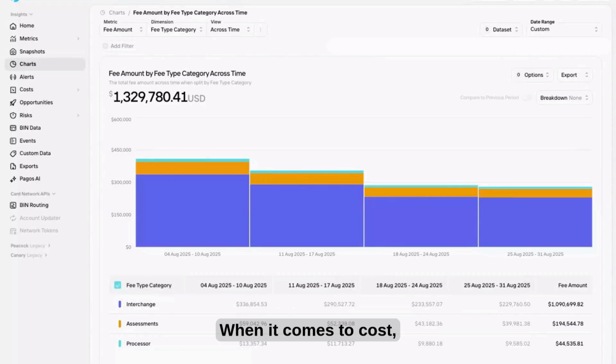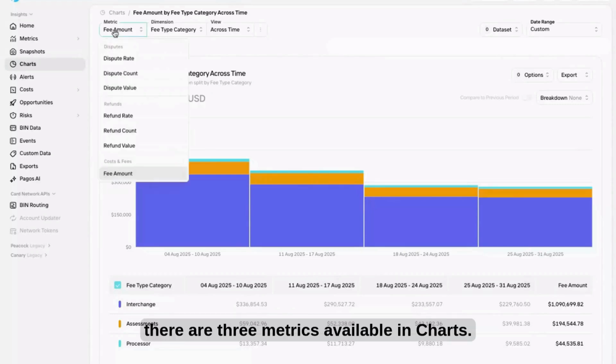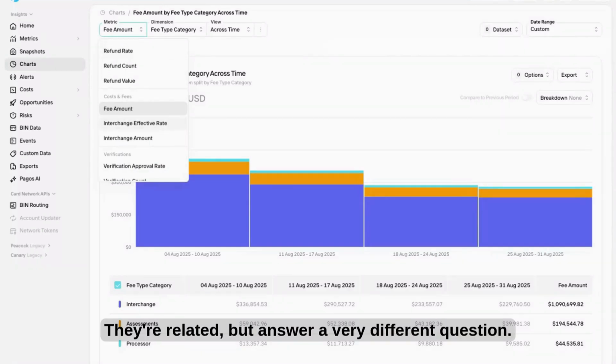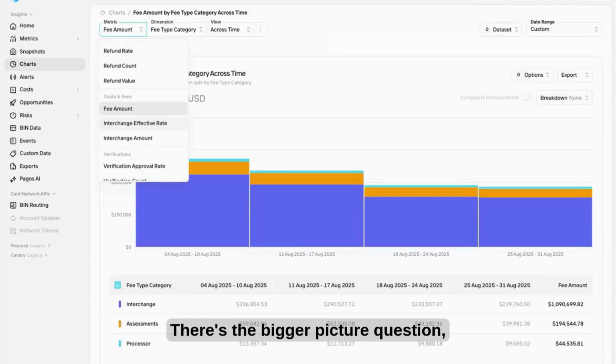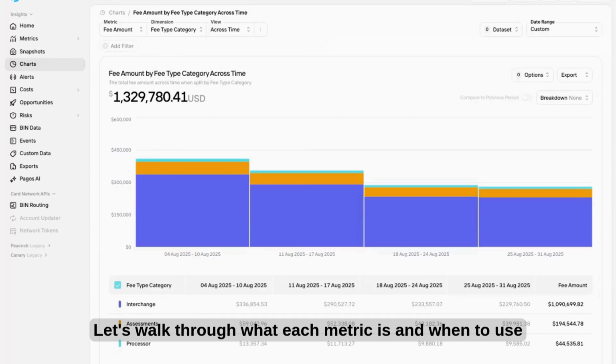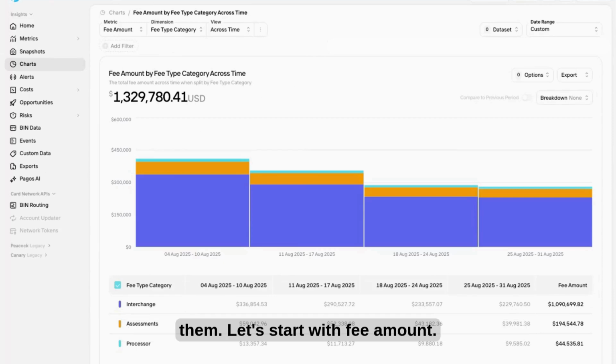When it comes to cost, there are 3 metrics available in charts: fee amount, interchange amount, and interchange effective rate. They're related, but answer a very different question. There's the bigger picture question, what am I paying in total? And the deeper question, why do certain transactions cost more than others? Let's walk through what each metric is and when to use them.